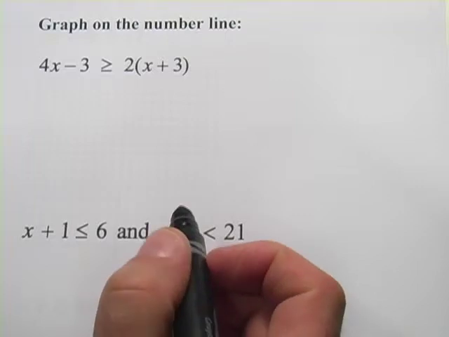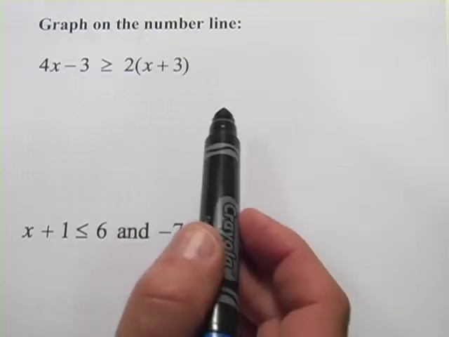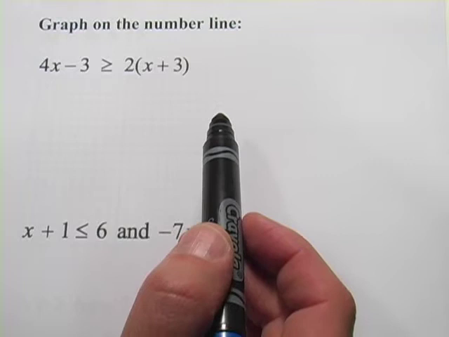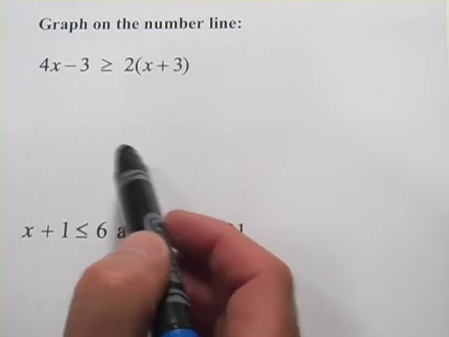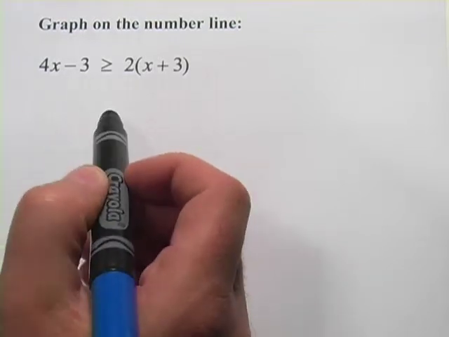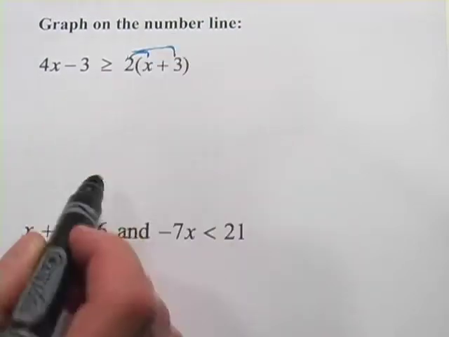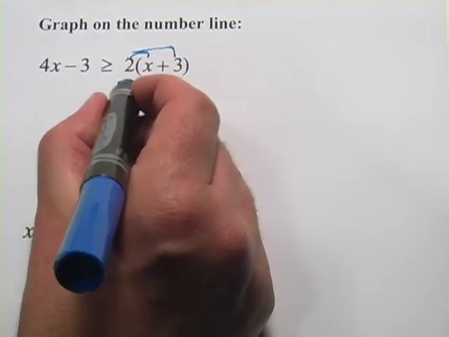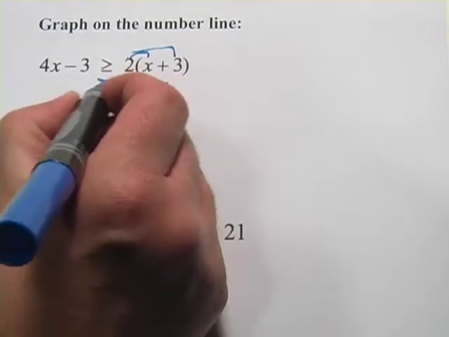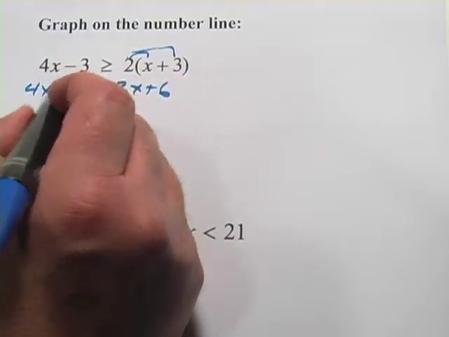Here we have some problems with inequalities where we're being asked to give the solution by graphing them on a number line. Well, the first step in this one is that we need to solve for x. So let's go ahead and do that. I'm going to multiply the 2 through the parentheses here, distribute that 2, so 2x plus 6. And then we've got 4x minus 3.